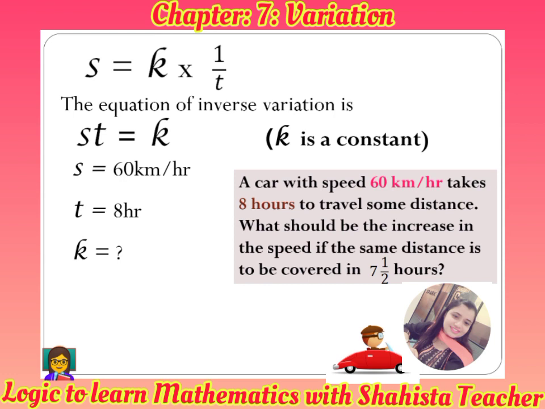Here we are going to find the constant value. So ST is equal to K. S is 60 and T is 8. So S into T, 60 into 8, is equal to 480. That means the constant value is 480. So we will use this 480 to find the speed for 7.5 hours.